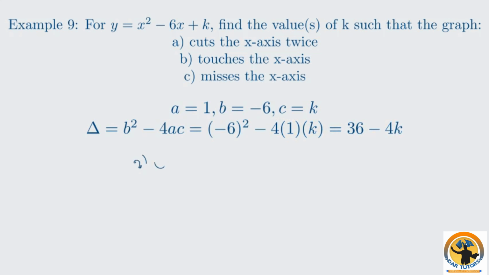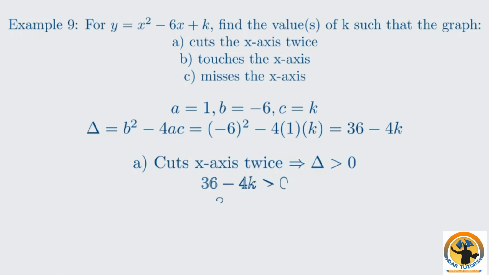Case A. To cut the x-axis twice, the discriminant must be greater than 0. So 36 minus 4k must be greater than 0. Rearranging this inequality, we get 36 is greater than 4k, or k is less than 9. For the parabola to cut the x-axis twice, the value of k must be less than 9.